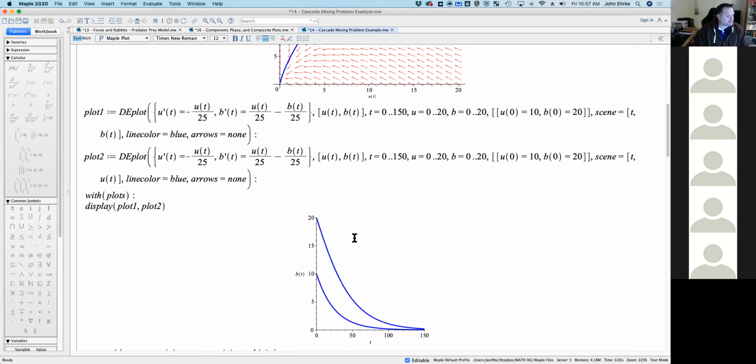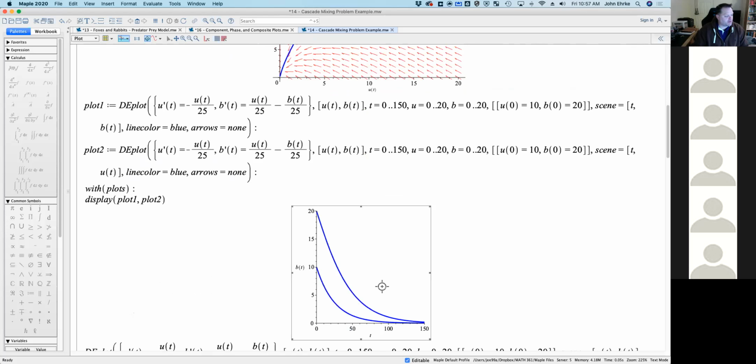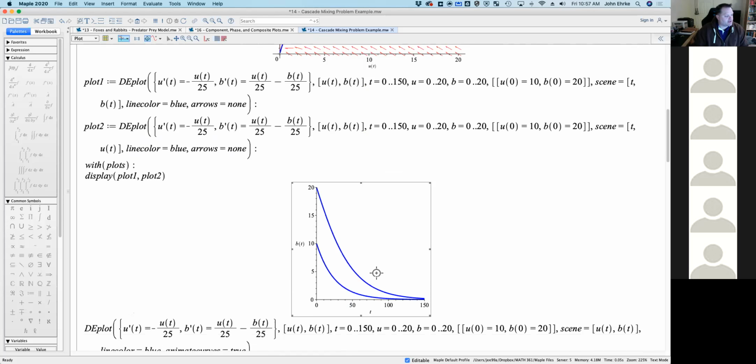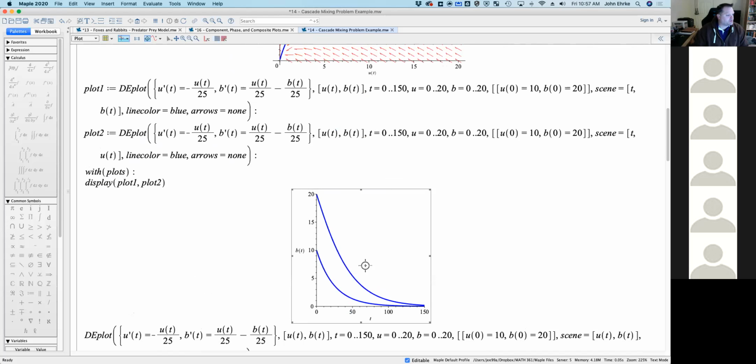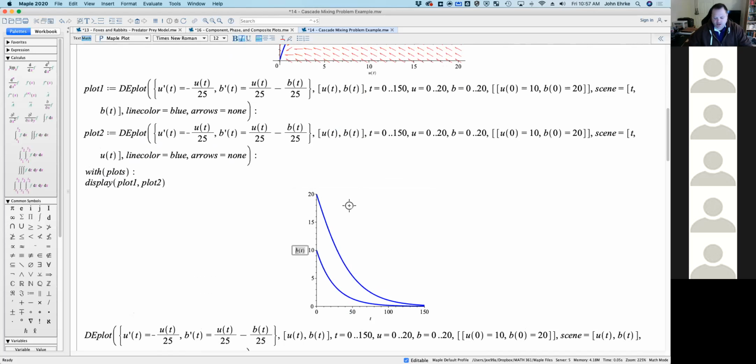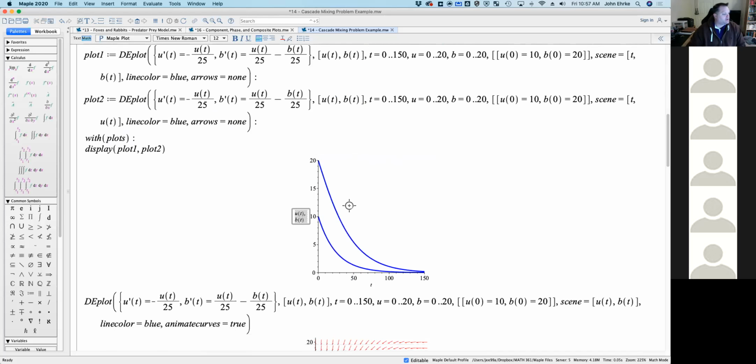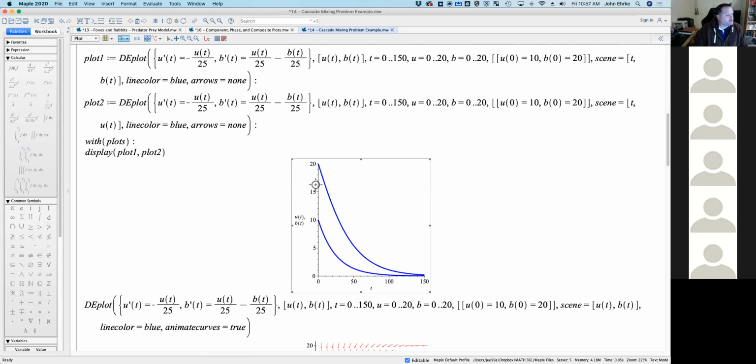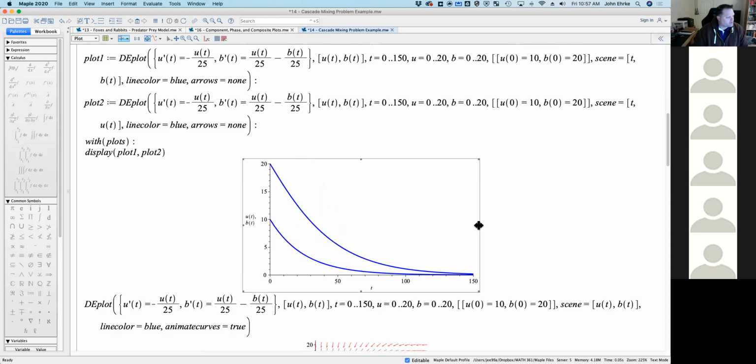I can then plot the component plots. So these are the components of each. It kind of makes sense that this would be the case. So that should probably be labeled U of t and B of t because it's showing both here. But you've got both the upper tank and the lower tank or bottom tank. Let's see, the upper tank starts at 10, so it's this one right here. And then the lower tank starts here.